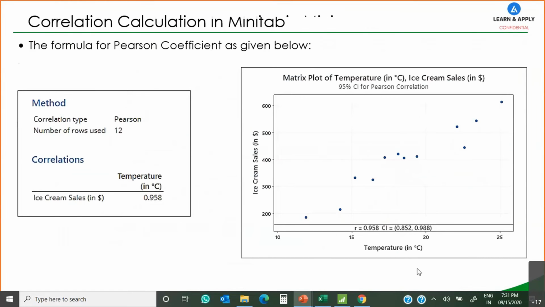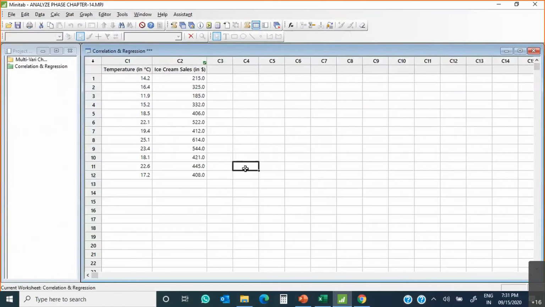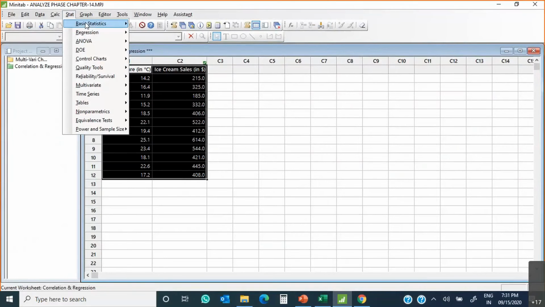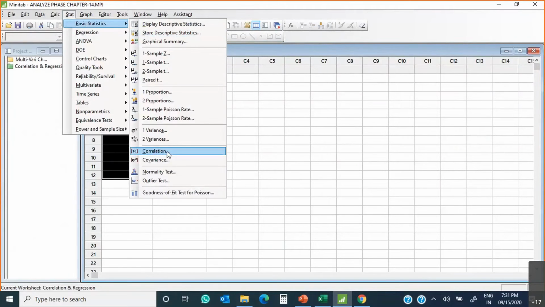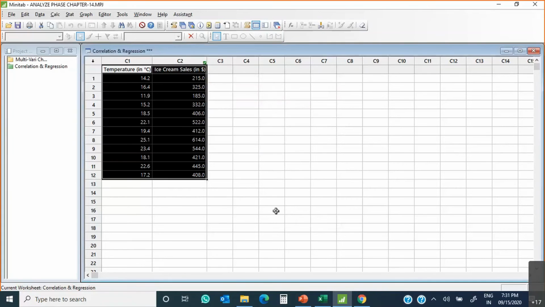Now the last part: if you want to do it in Minitab, how to do that? In Minitab, you have to enter this data similar to here, and if you want to calculate the correlation between them, you use Stat, Basic Statistics, and the Correlation option. Select the two variables, temperature and ice cream sales, and select Pearson correlation, which is generally used to calculate the correlation between two or multiple variables, and click OK.